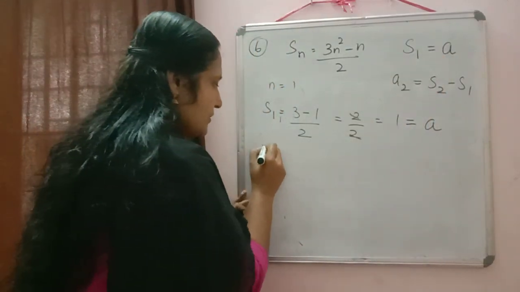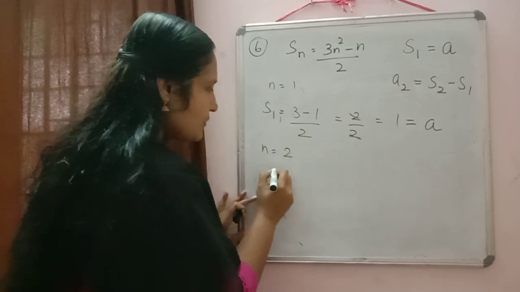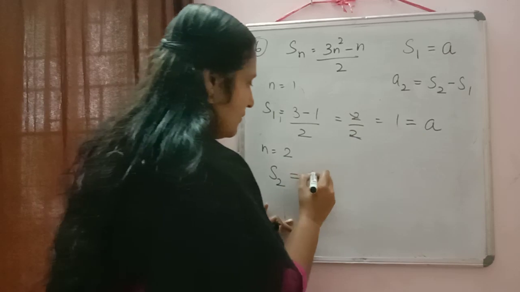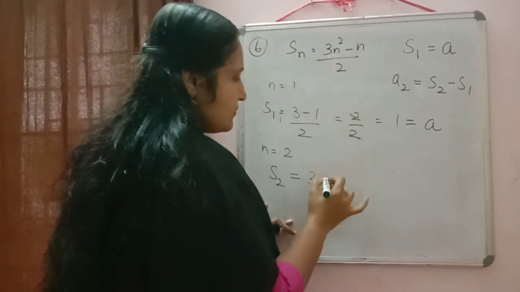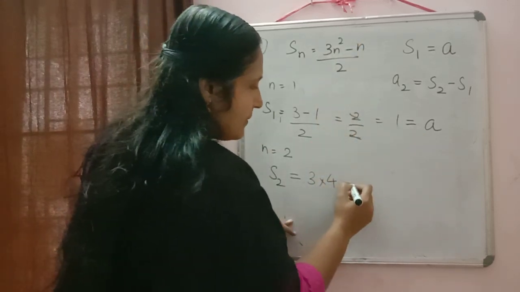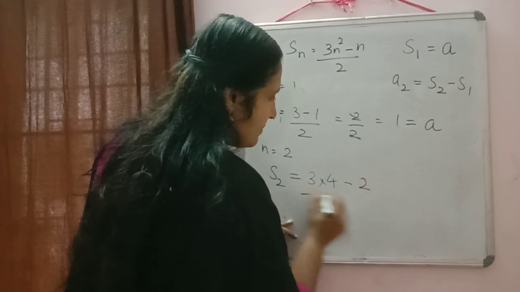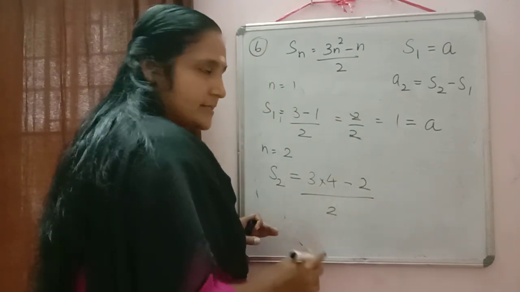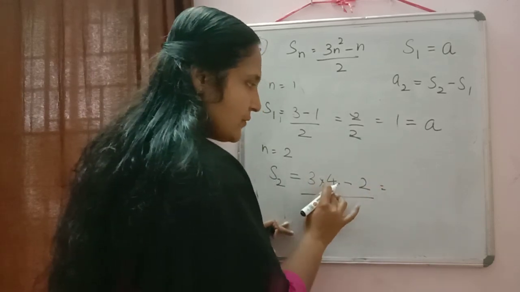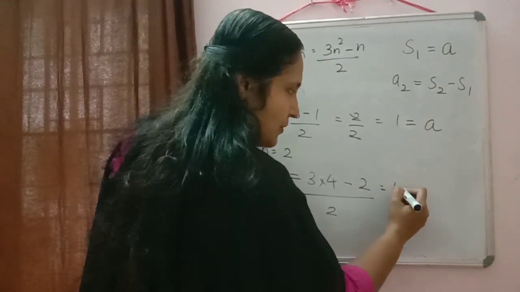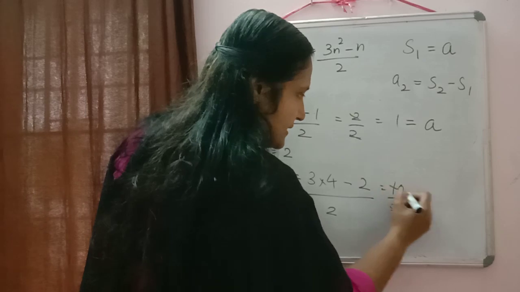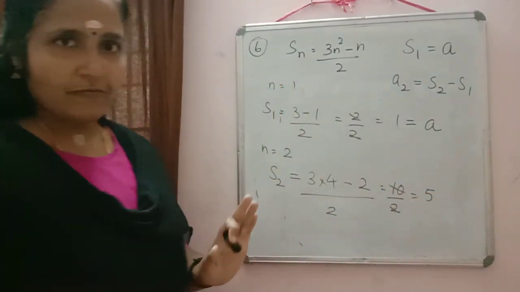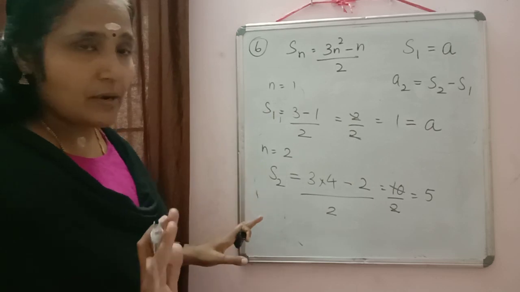Now we will substitute n is equal to 2. So what will we get? S2 is equal to 3 into 2 square. 2 square is equal to 4, minus 2 by 2. Don't cancel this 2 and 2 here, it is in subtraction. So 3 4s are 12, 12 minus 2, 10 by 2 is equal to 5. So we got S2 is equal to 5. S2 is not equal to A2.